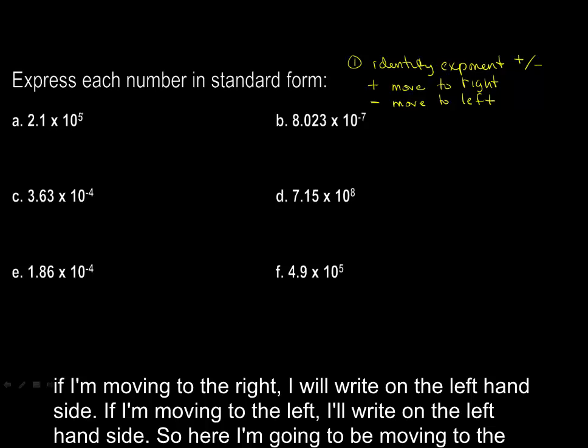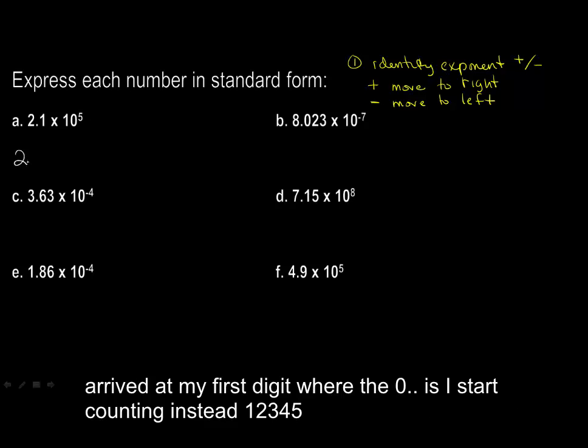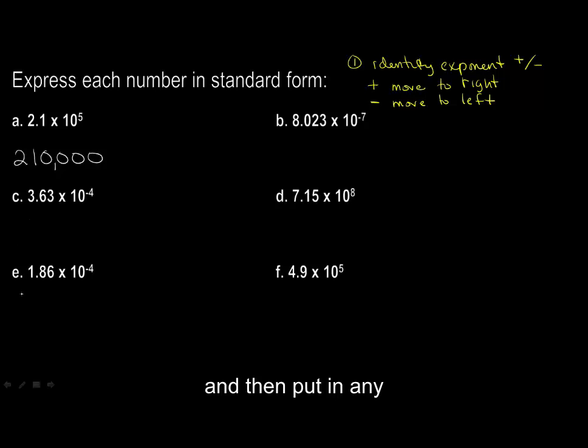So here I'm going to be moving to the right. I have a 10 to the positive 5. I write down my first digit. Where the decimal point is, I start counting. I say 1, 2, 3, 4, 5. And then put in any relative commas.